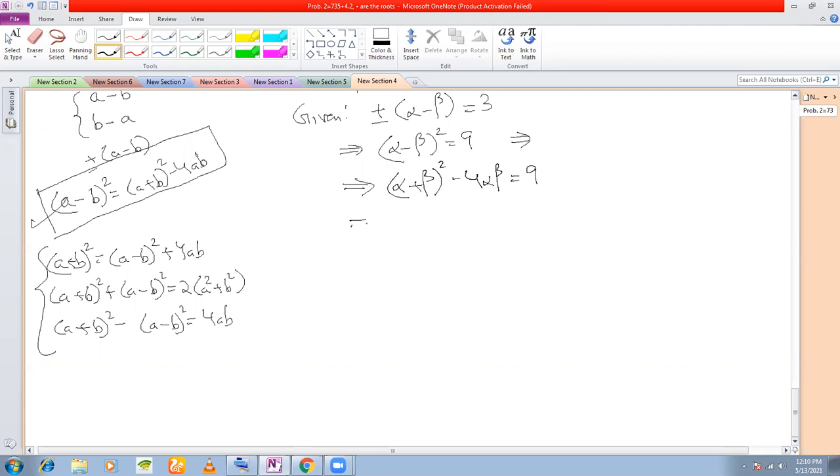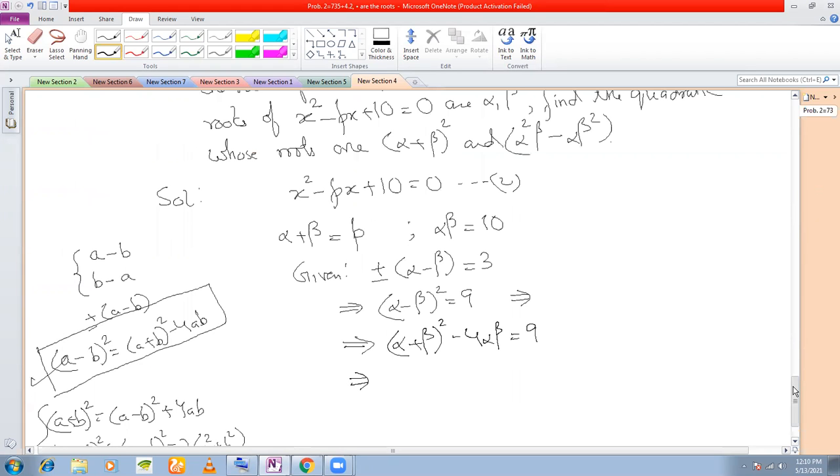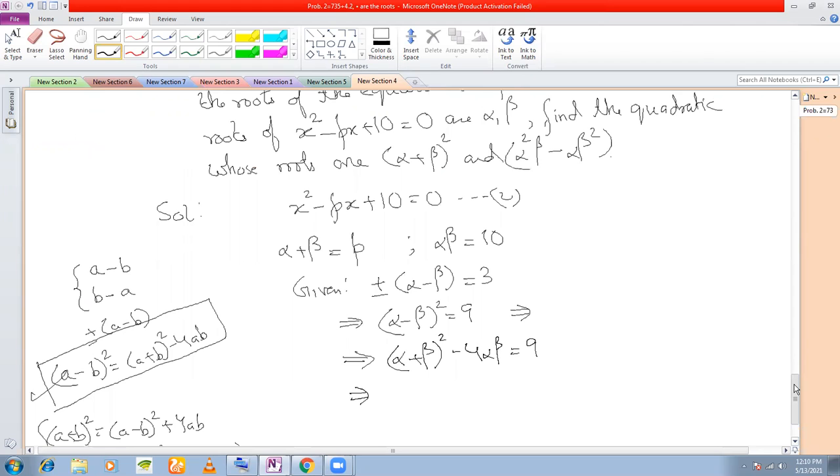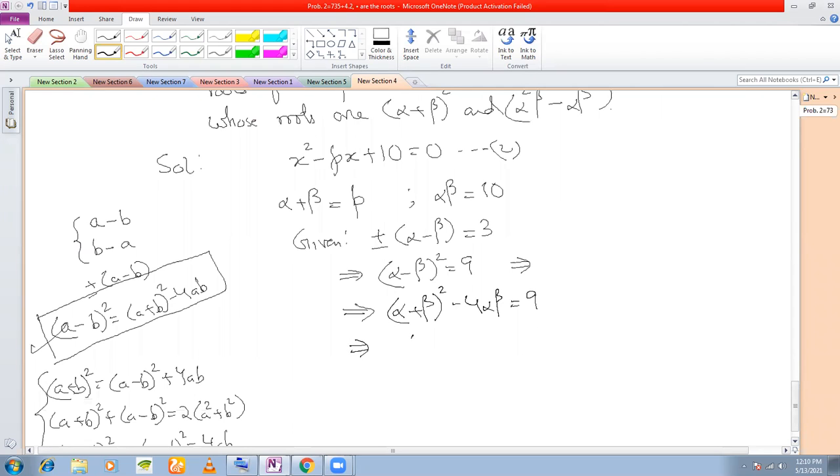Okay. Now we'll simply put the values. What is the value here? Alpha plus beta whole square, here alpha plus beta is p. So we'll put p square minus 4 alpha beta, 4 into 10, is equal to 49. So you get p square is equal to 49. That means you get p is equal to plus or minus 7. That's it. Finishes the first part.